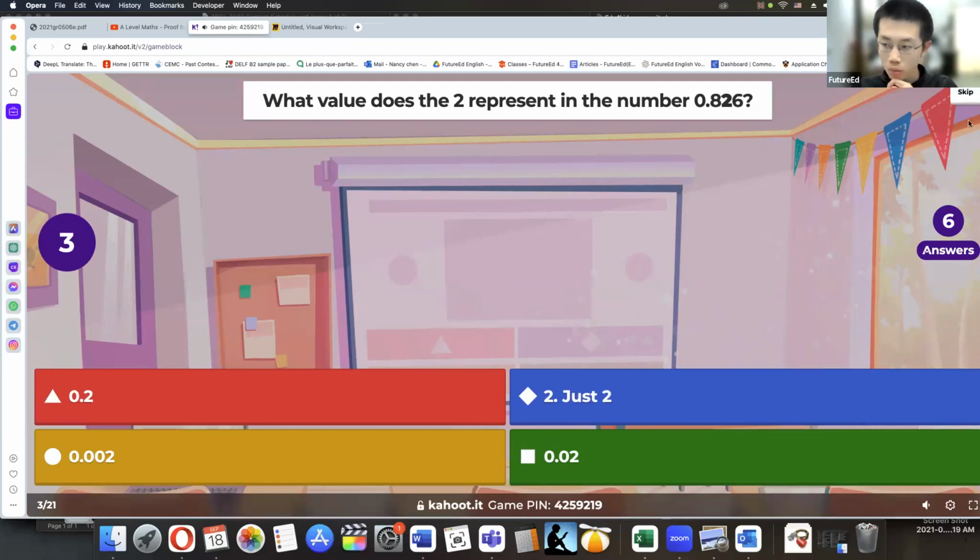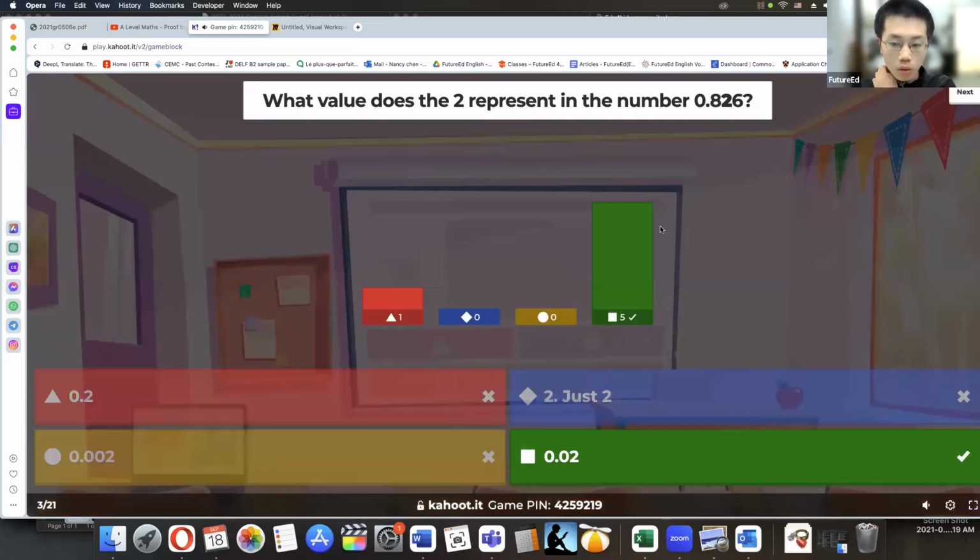Okay, moving on. I'll skip it. Okay, I see most of us have chosen 0.02, which is correct. As you can see, the 2 shifted 2 decimal places to the right. So before it was a 2, then it became 0.2, and then it became 0.02. I'm glad that most everyone got this right. There's an 8 before it, so it's not just 0.2, it's 0.02.